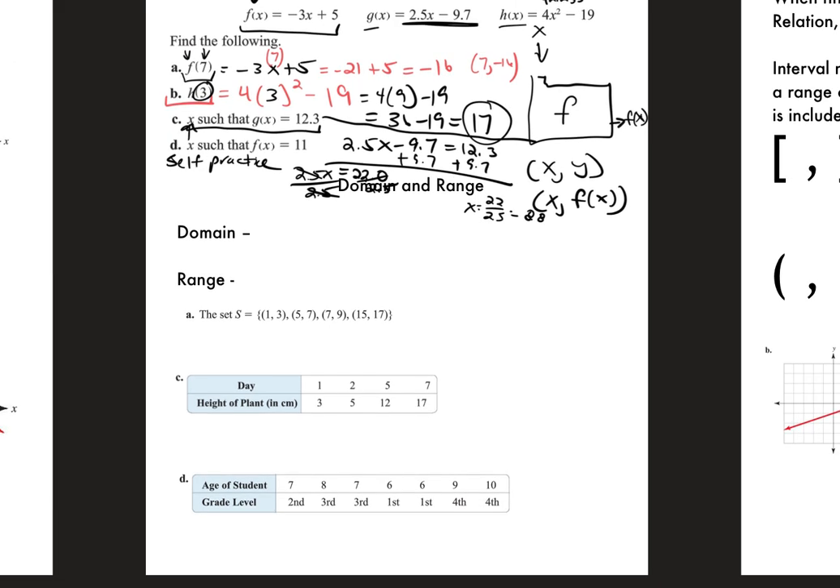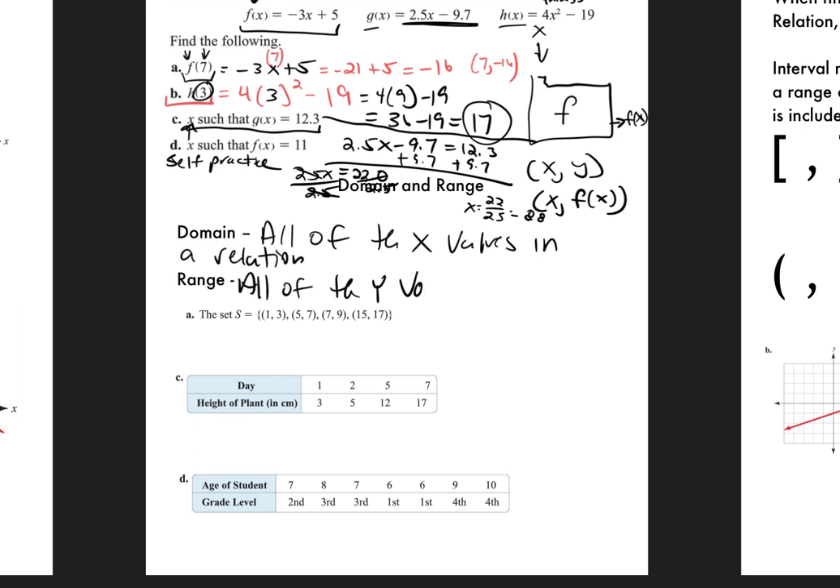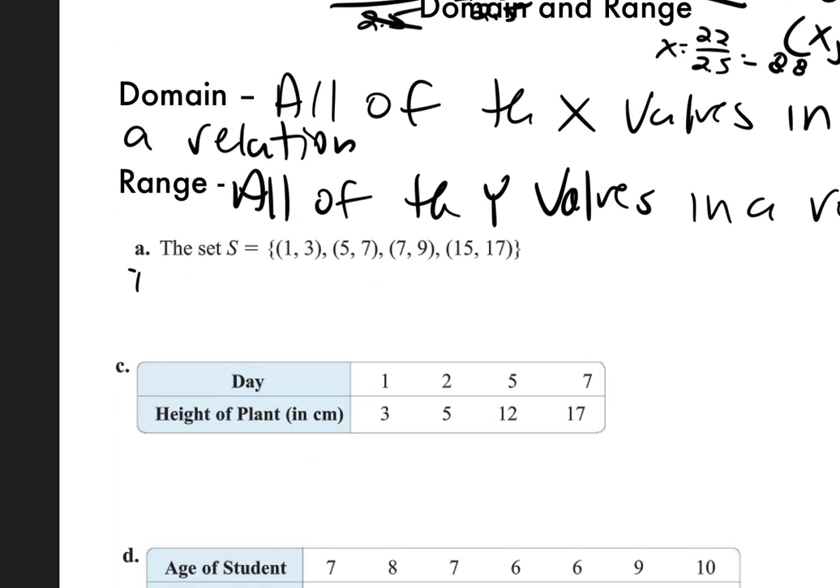We also have another concept to talk about. Domain. When you have a relation, the domain refers to all of the x values in a relation. And the range refers to all of the y values in a relation. And the relation can be a function, but I'm going to say relation because I don't want to leave out anything. So when someone asks you for the domain and range, my domain is all the x values.